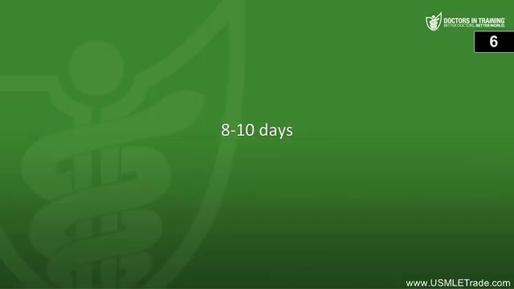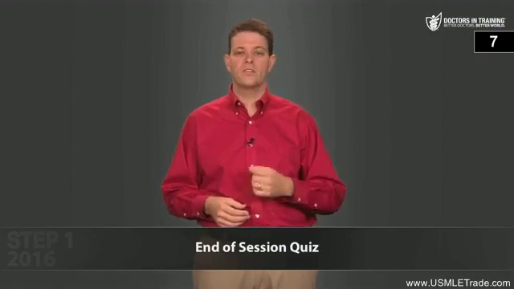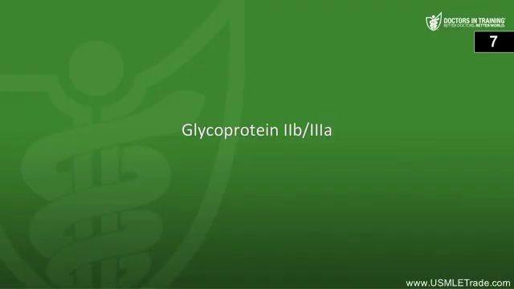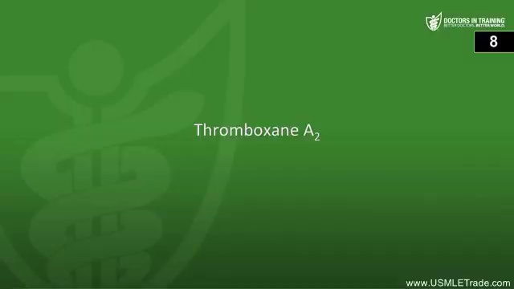First question, what's the lifespan of a platelet, which is also the maximum life of platelets after transfusion? It's 8 to 10 days. Next, what molecule is expressed on the surface of a platelet after it becomes activated? It's glycoprotein 2B3A. Next, NSAIDs inhibit the production of which substance important in platelet aggregation? Thromboxane A2. And the last one, what's the mechanism of action of each of the following drugs?